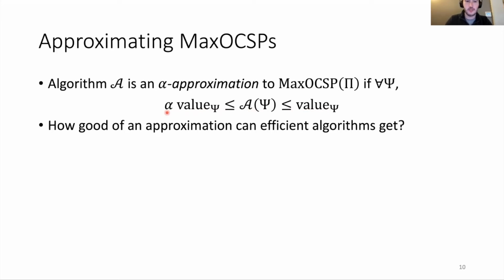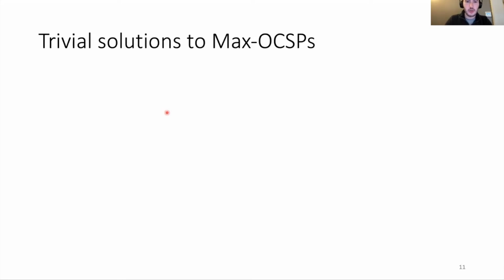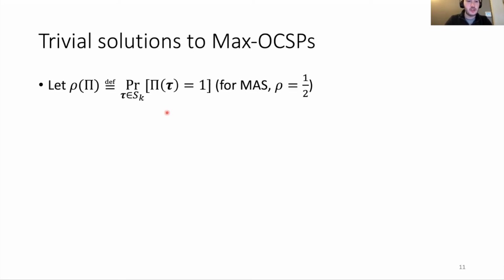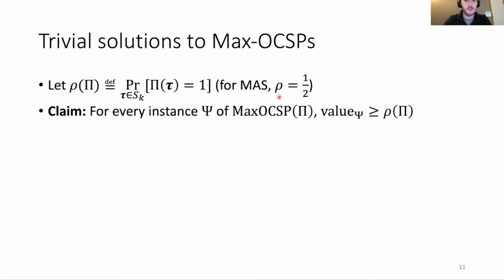So there's one more piece of background. For a particular constraint function pi, let rho of pi, and sometimes we'll just omit this pi in parentheses when it's clear from context, be the probability that a random ordering on k variables satisfies the constraint function pi. So for instance, for MAS, there are 2 orderings, and one of them will satisfy every constraint, so rho equals 1/2.